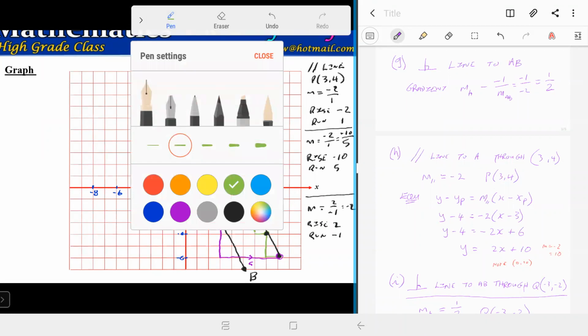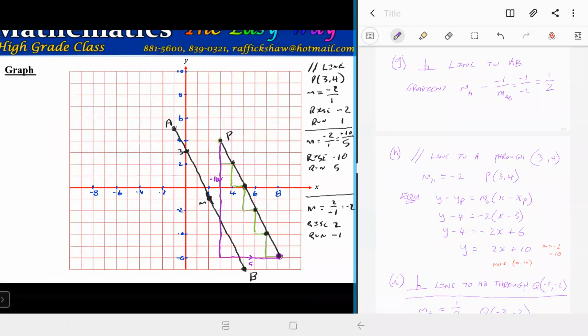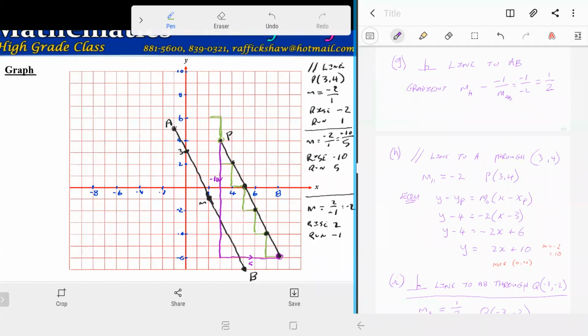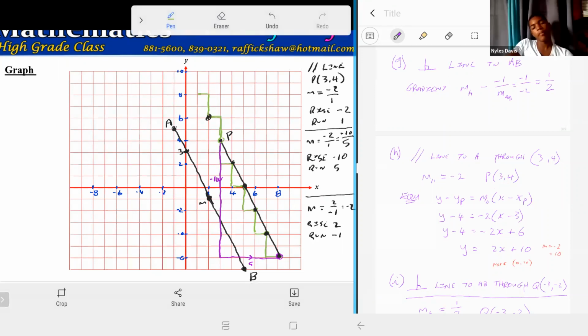So, if I go back to the green and show that, it means that from P, I'm starting at P again. I'm going to rise 2, go up 2 now. Run negative 1 means now you go back 1. And so you're going to end up right there. Right here. That's a point on the line. If I continue, rise 2 again, so you go up 2, and run negative 1 means you go back 1. So that point is on the line.